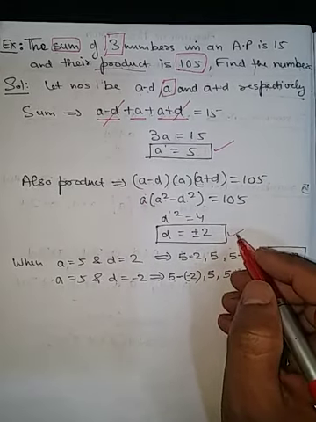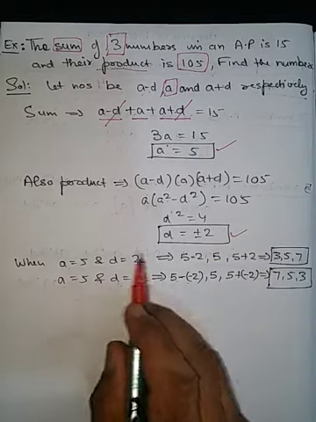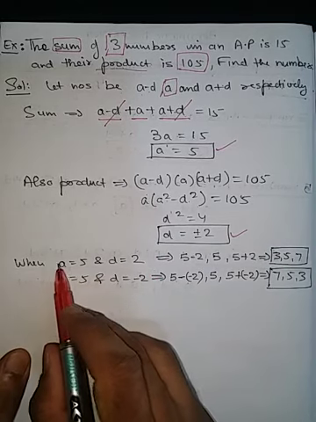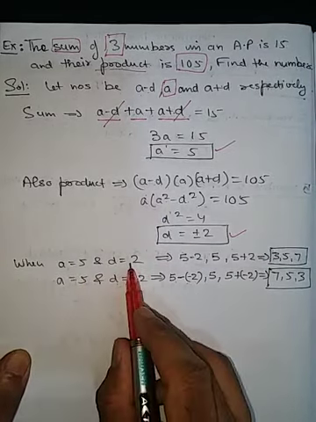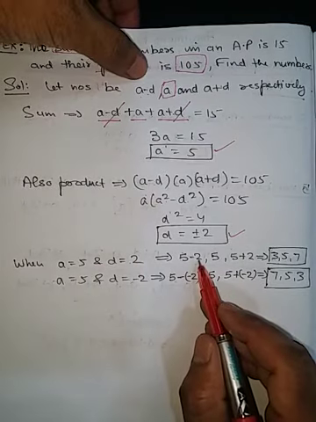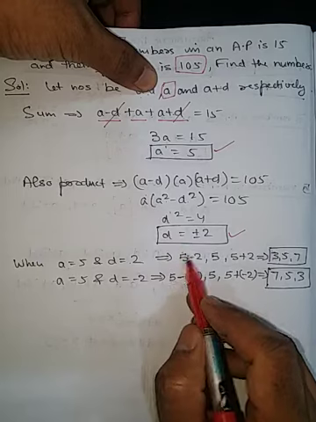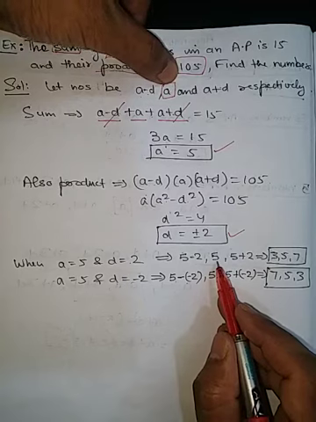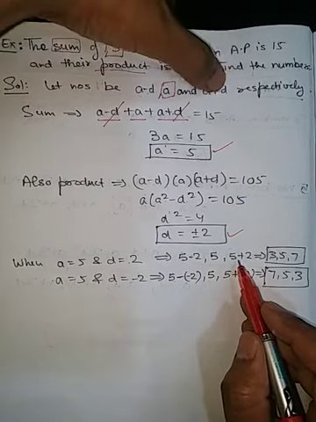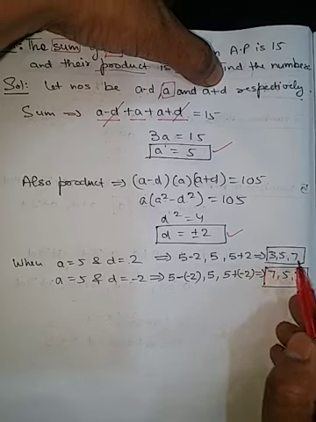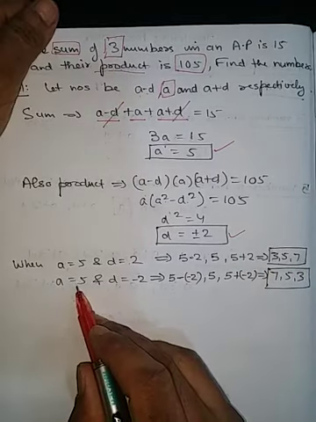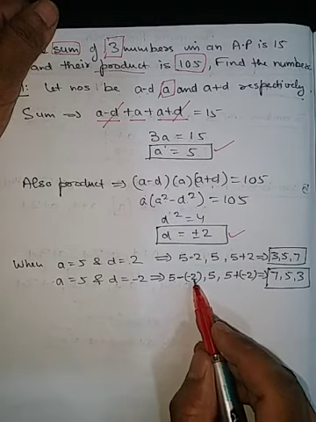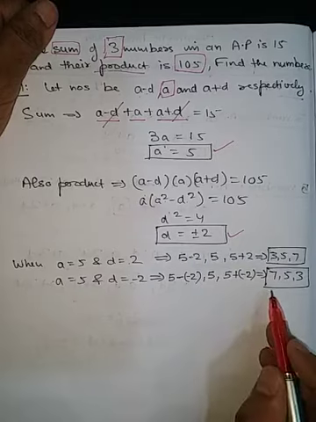So we have got two values of D. That means two types of series can be formed. So when A is 5, take D equals 2. What will be the first number we have assumed? A minus D, that is 5 minus 2. Next number is A, that is 5. Next number is A plus D, 5 plus 2, so 3, 5, 7 is the series. Now if the value of D is minus 2, then with A minus D, A, A plus D, whatever the calculation, we get the series.